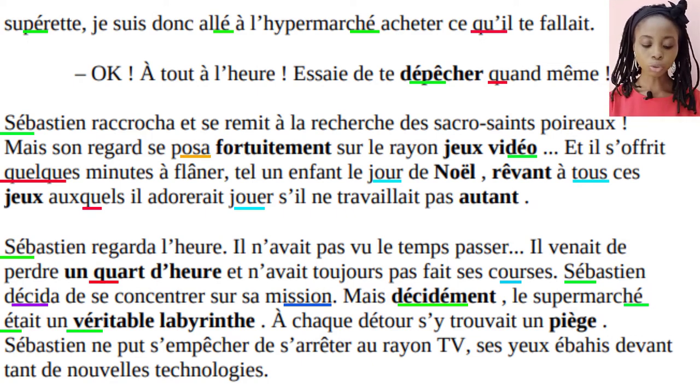À chaque fois, du tout s'y trouvait un piège. So we could see our E accent aigu for du tout and our ou sound. And for our trouver as well, we could see our ou sound as well. And for our piège, we have our E accent grave that gives us the sound A. Don't forget. Sébastien ne put s'empêcher de s'arrêter au rayon TV. Ses yeux ébahis devant tant de nouvelles technologies. Don't let us forget our O sound for nouvelle and our E accent aigu for ébahi.